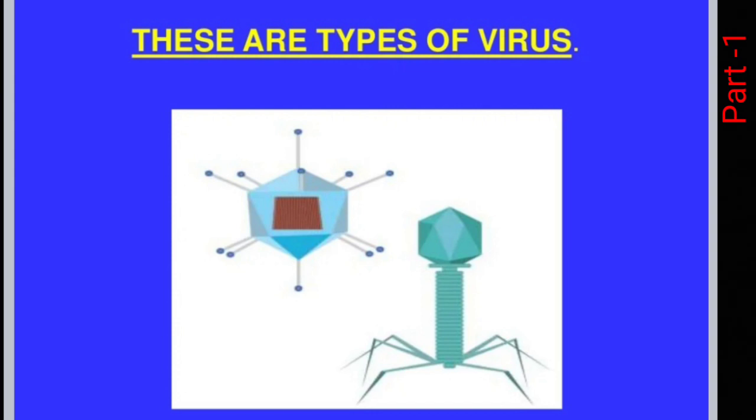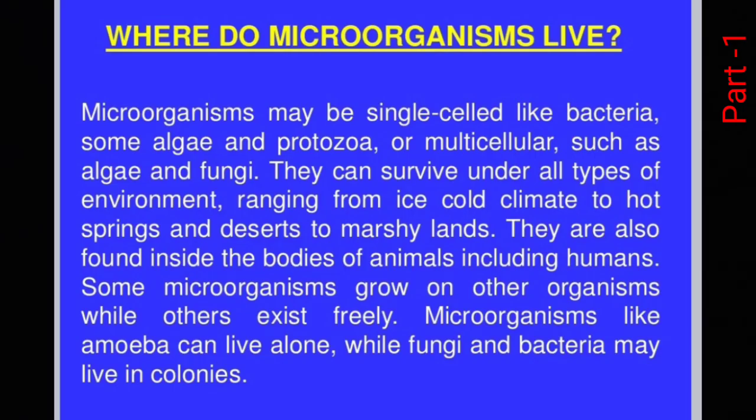Okay, so now next is where do microorganisms live? Microorganisms may be single celled also, that is your unicellular. Examples can be bacteria, some algae and protozoa, or they can be multicellular also. Multicellular means, multi means many and cellular means cells. So the organisms in which many cells are there are known as your multicellular, such as algae and fungi.